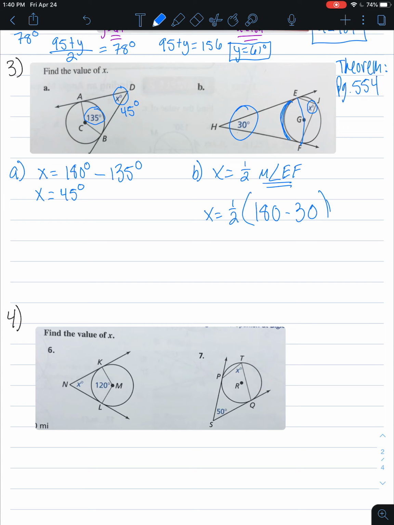So if we just bring this all down, we're going to have x is equal to 1/2 times 180 minus 30, which means that x is equal to 180 minus 30 is 150. And then if you divide that in half, you get 75. So that would mean that x is 75 degrees.